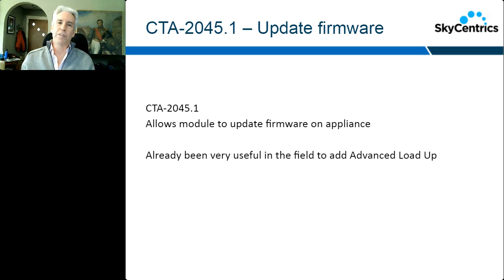This is an important one, CTA 2045.1. It allows us, through the module, to update the firmware on the appliance. This has already been really useful in the field to be able to add advanced load up to water heaters after they were installed. So this is an optional CTA 2045 standard, and utilities should always be asking the OEMs, hey, do you support this so that we can upgrade features in the field in the future?